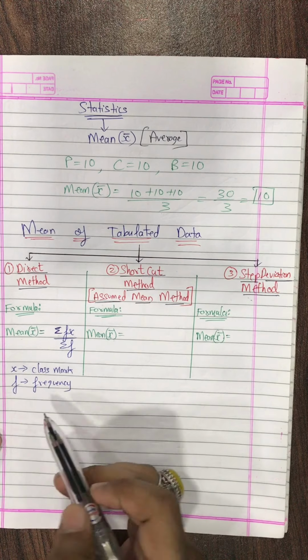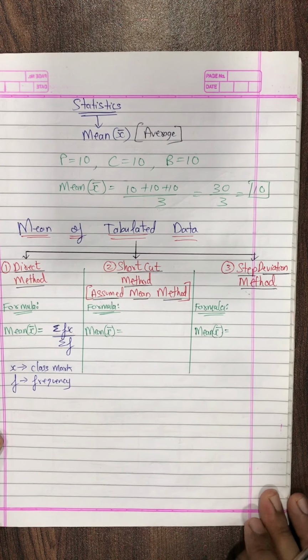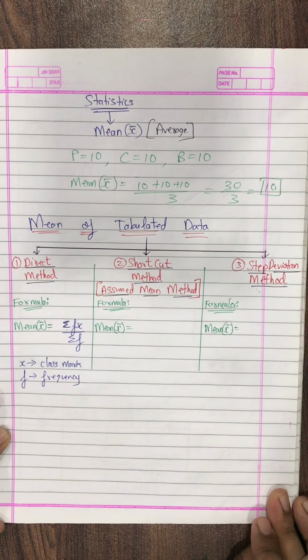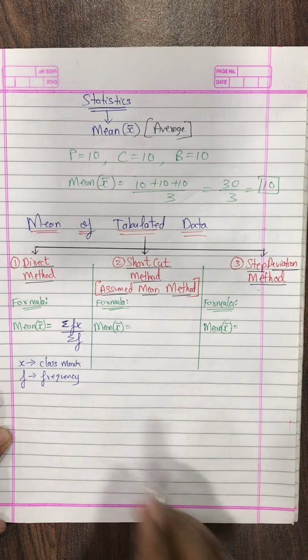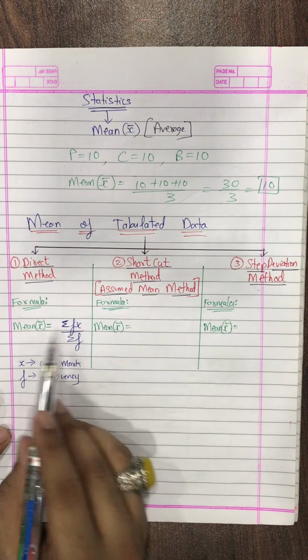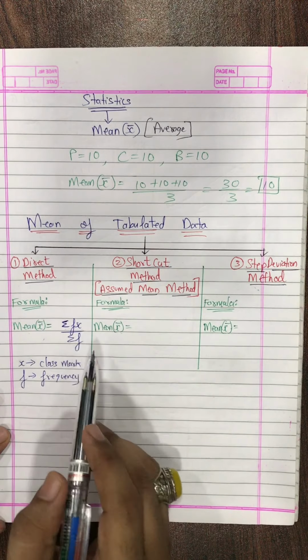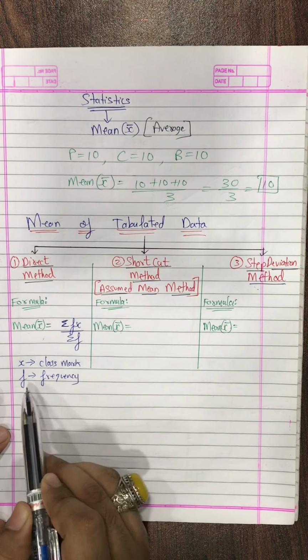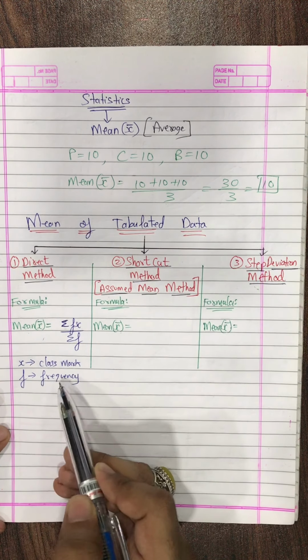Once again, I want you all to repeat with me, all of you together: summation of fx upon summation of f. This is the formula for the mean by the direct method. What is x? x is the class mark and f is frequency. Both of these data will be given to you.